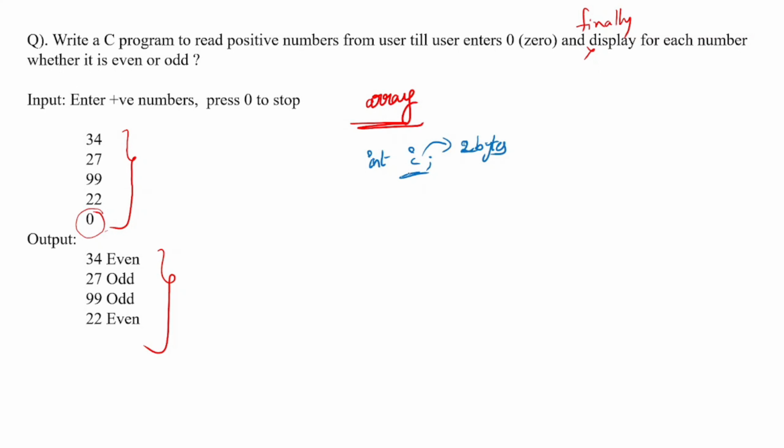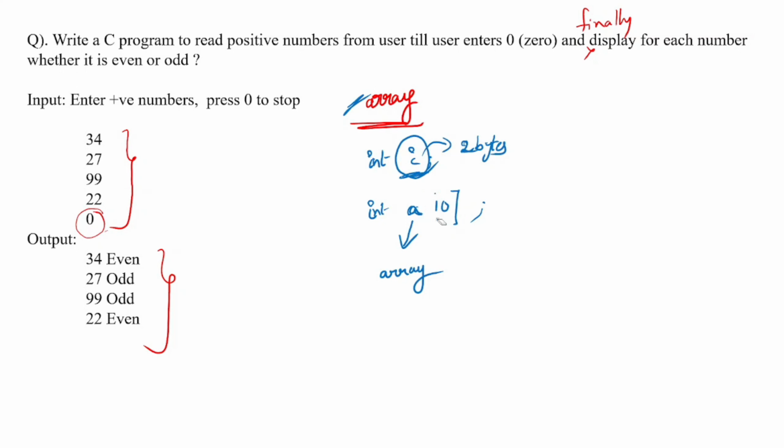Can we store more than one number in this particular i? No. But now I want to enter more than one number in the same container. That container is nothing but an array. int a, within square brackets enter the size. Okay, this is array declaration. Here a is the array name. The name of the array is a. That is your wish, but you should follow identifier rules.